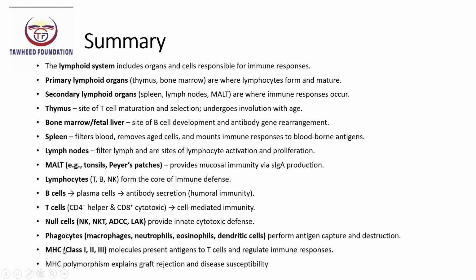Next is major histocompatibility complex, MHC. The MHC molecules, classified into class 1, class 2, and class 3, play a central role in presenting antigens to T cells. Class 1 molecules interact with CD8 plus cytotoxic T cells, class 2 with CD4 plus helper T cells, and class 3 encodes immune mediators like complement proteins. This system ensures proper communication between immune cells during an immune response. Last is MHC polymorphism, which explains graft rejection and disease susceptibility.